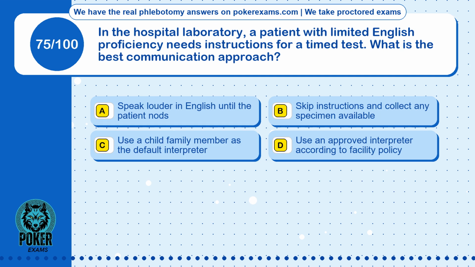Question 75. In the hospital laboratory, a patient with limited English proficiency needs instructions for a timed test. What is the best communication approach? Option A. Speak louder in English until the patient nods. Option B. Skip instructions and collect any specimen available. Option C. Use a child family member as the default interpreter. Option D. Use an approved interpreter according to facility policy.